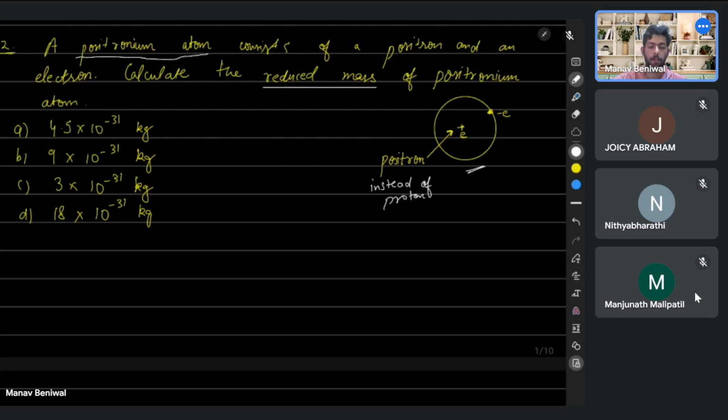Anyone? If you have two objects of mass m1 and m2, what will be the reduced mass mu? I think this was taught in the class. Anyone?